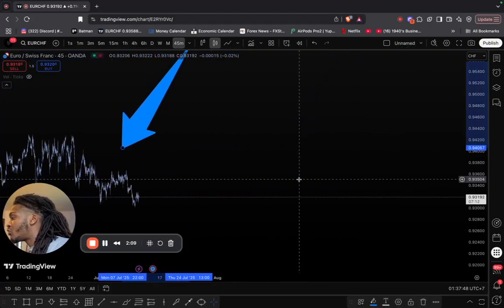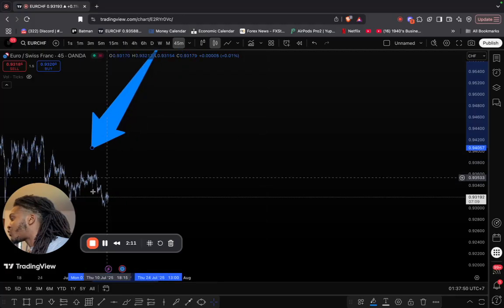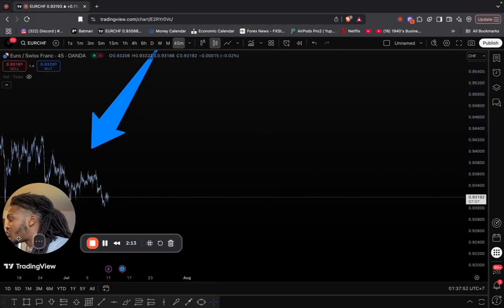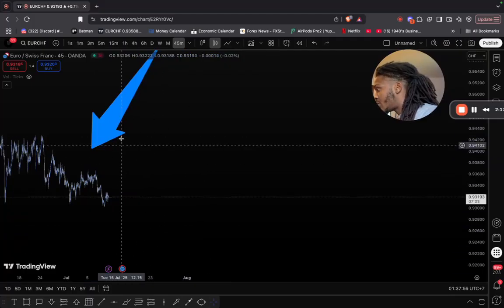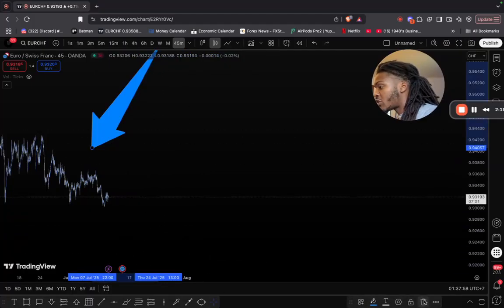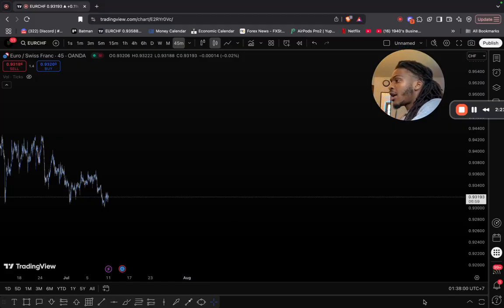So what you want to do is zoom out, and then move it to the left of the screen all the way. Once you do that, I don't use a trend line tool for my market structure. I use a highlight. So it looks like this.